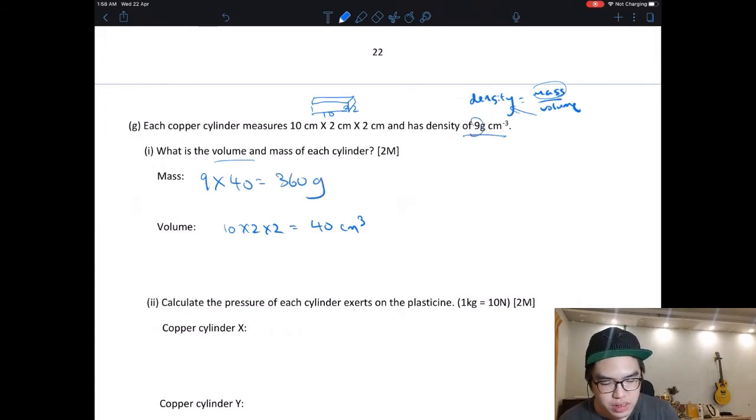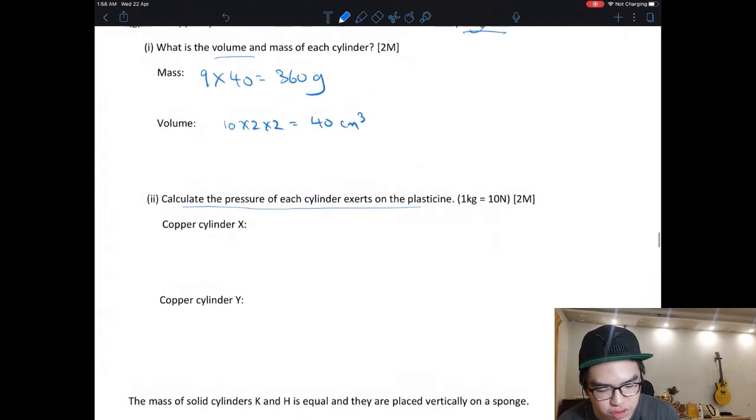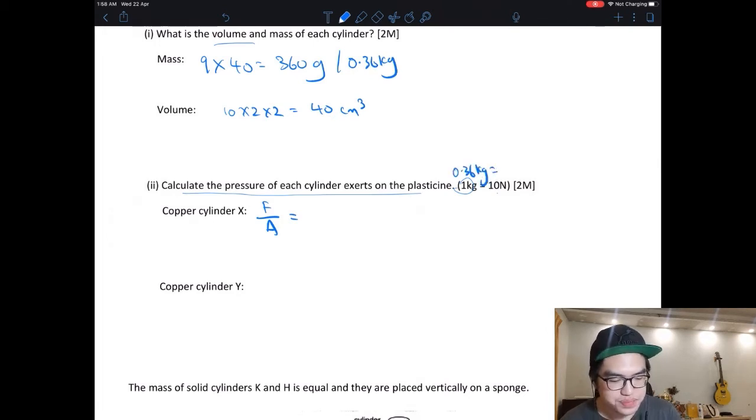Okay, calculate the pressure each exerts on the plasticine. So what is the formula of pressure just now? Pressure is force divided by area. It's already given in the formula. So 1 kg is 10 Newton. Just now how many kg here? This is 0.36 kg, convert yourself. So 0.36 kg equals 3.6 Newton. So both K's are 3.6 Newton because they are the same cylinder.